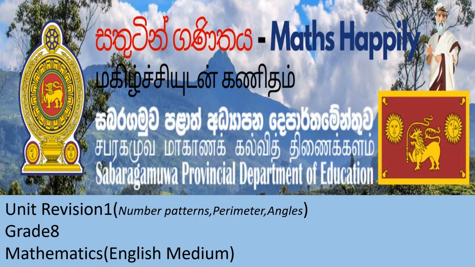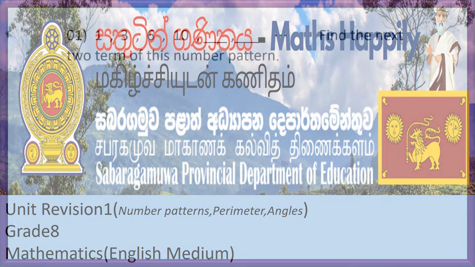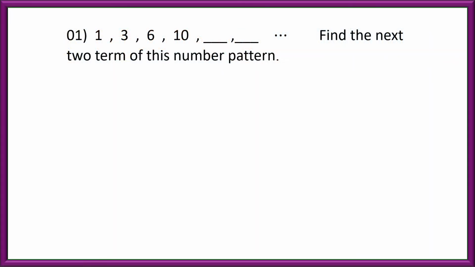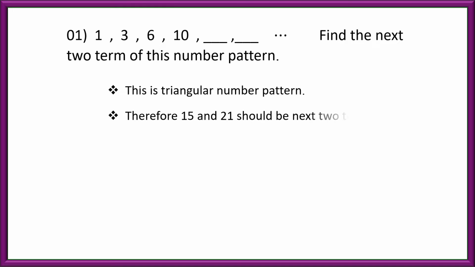Have a nice day. Let's start paper discussion of unit revision related to grade 8 mathematics. Here you can see a triangular number pattern. The first four terms are given here. Therefore, the next two terms should be 15 and 21. Therefore, your correct answer should be B.